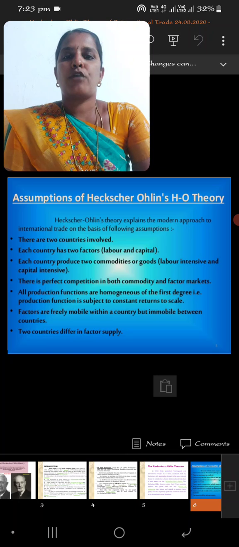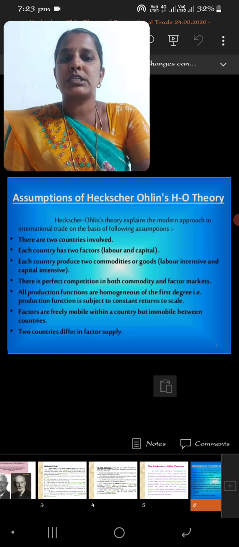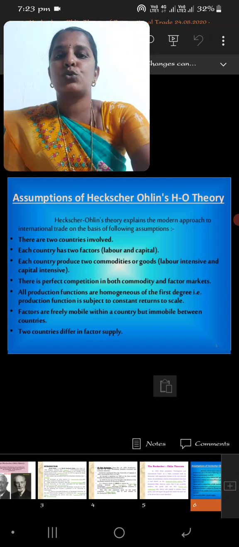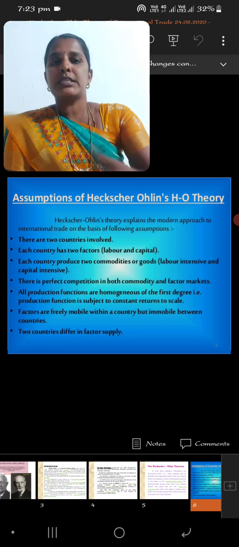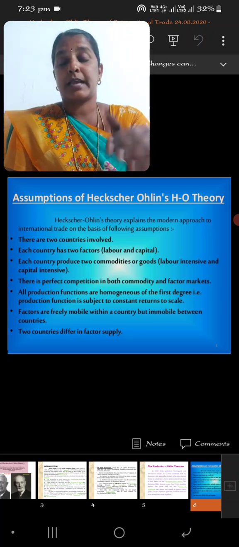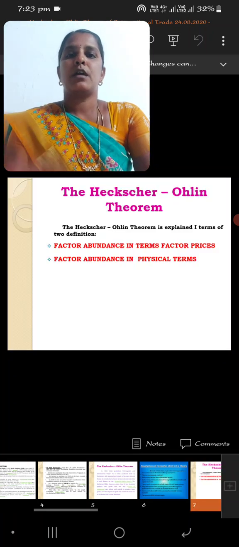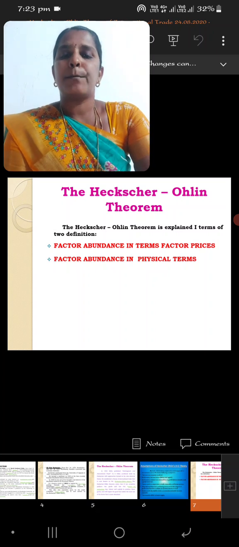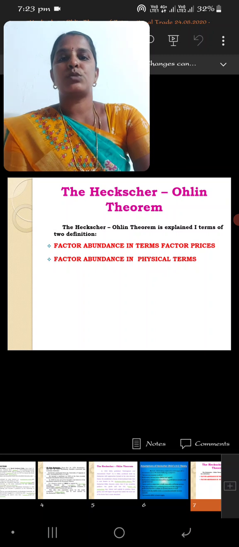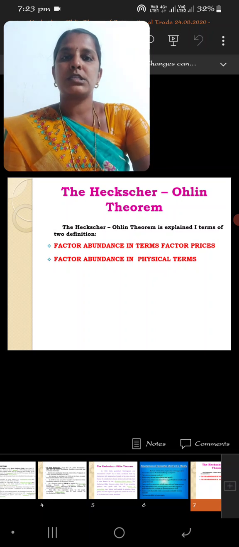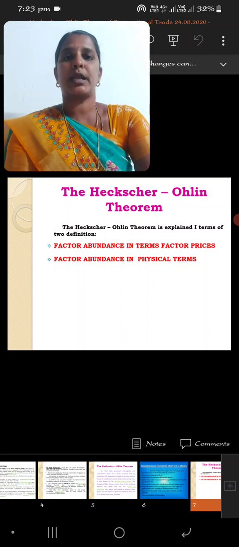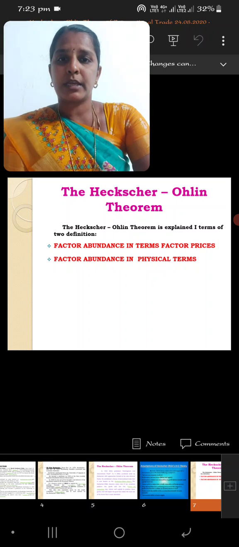The first-degree production function is the subject to construct constant returns to scale. Two countries differ in factor supply. So these are the assumptions of the Heckscher-Ohlin theory. The Heckscher-Ohlin theorem mainly concentrates on two terms of the definition: factor abundance in terms of factor price, and factor abundance in physical terms. So these are the two important terms we have explained in the Heckscher-Ohlin theorem.